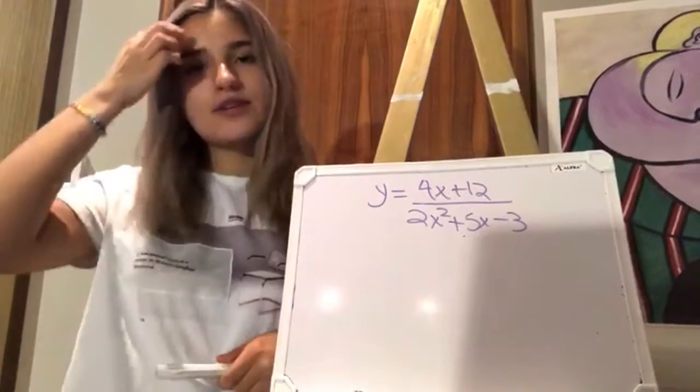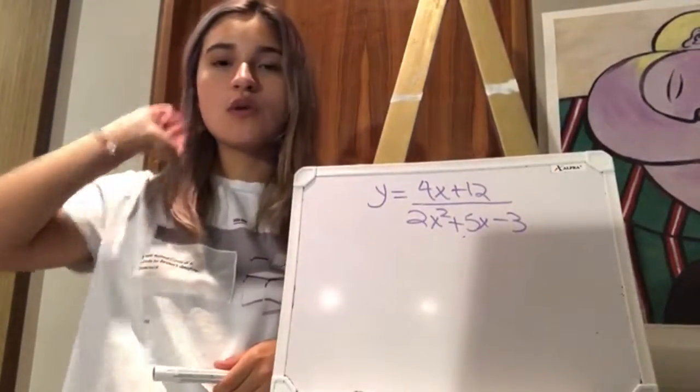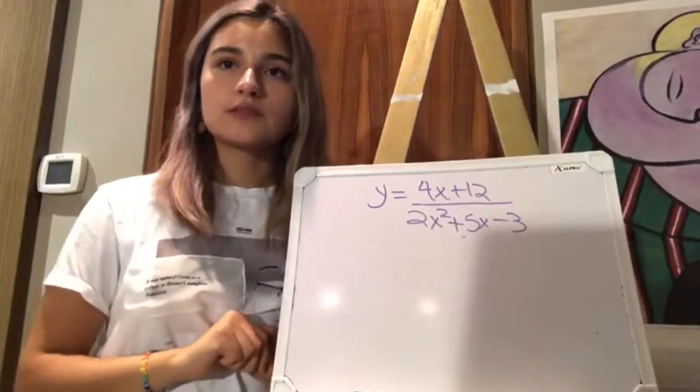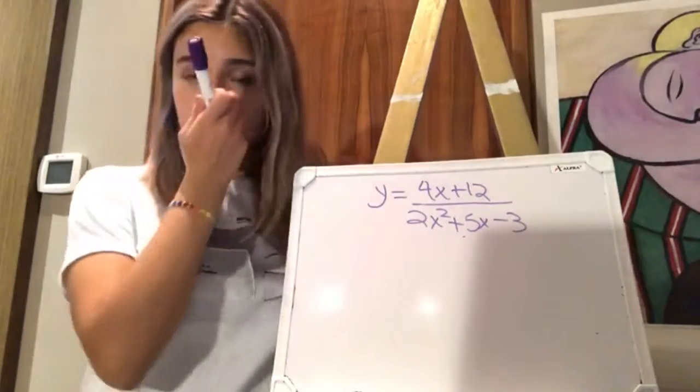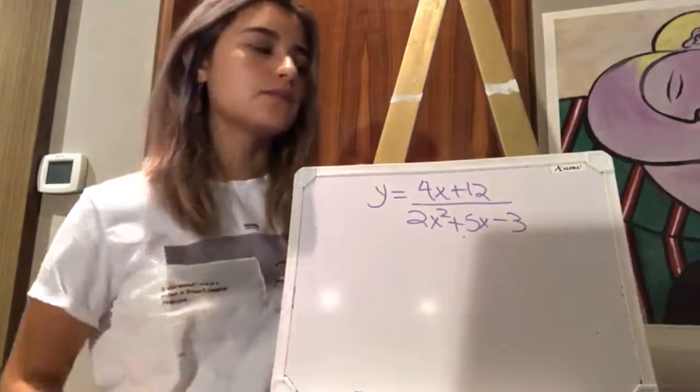Hi, my name is Greta Flores, and today I'm going to explain to you the second question from the first partial lab. This question asks you to find where the vertical asymptote of this function is located.